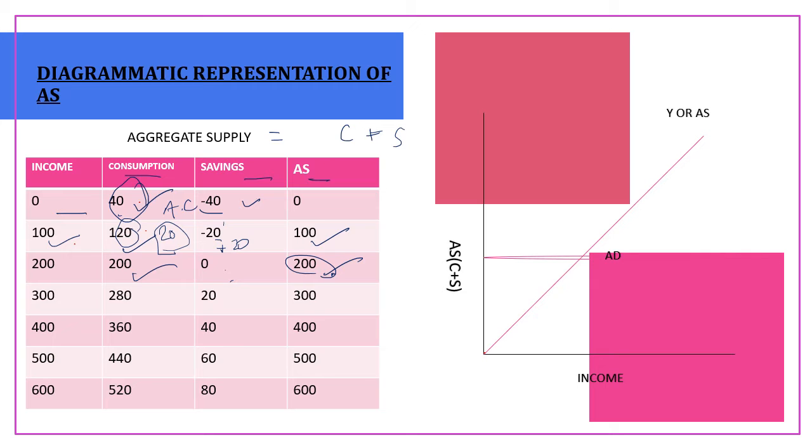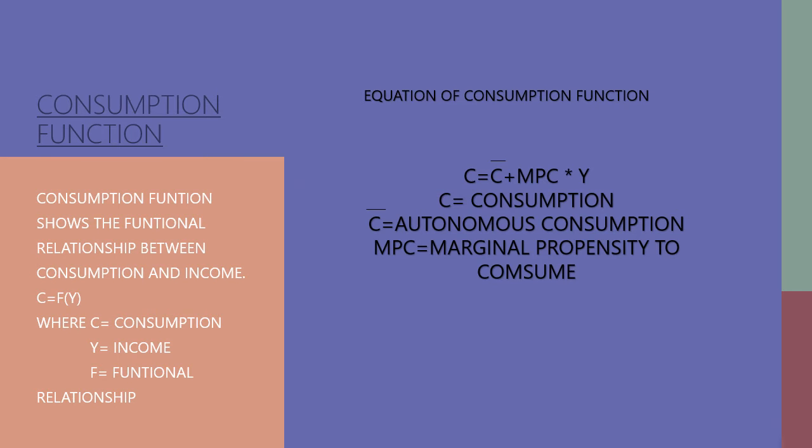Okay, when your income and consumption are equal, your supply will also be equal, right? So this curve starts from 0, from the origin, always. The aggregate supply curve starts from the origin. It is a straight line from the origin, that's all. That is aggregate supply. It is also called national income. Okay, this is the diagrammatic representation of aggregate supply. Okay, next one is consumption function.